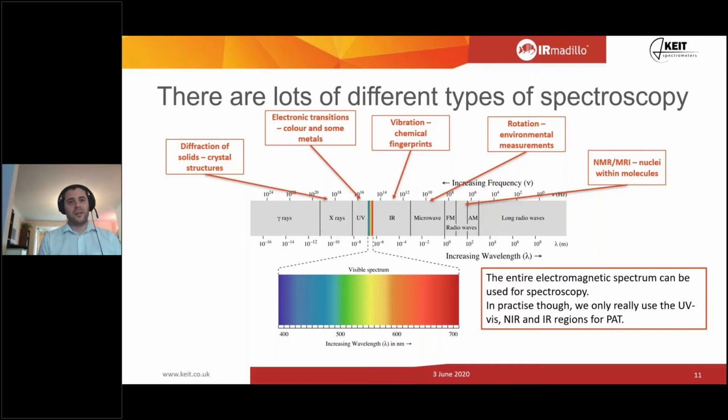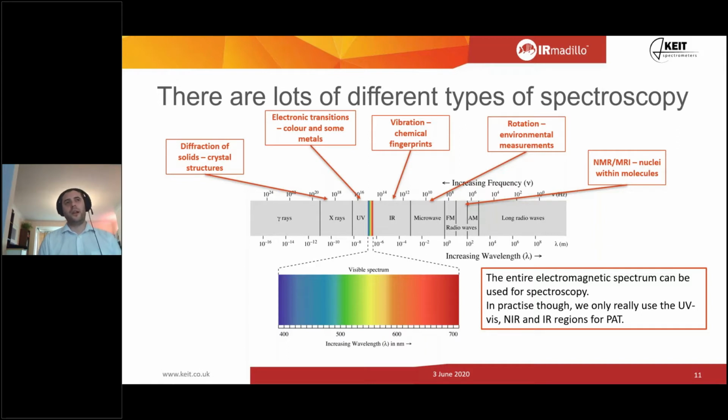This is the electromagnetic spectrum, and we can use pretty much all of it. So at one end, we have the high energy, short wavelength lights, and that's down here with the gamma rays and X-rays. And we tend to use that for looking at crystal structures. We then move into UV, and we tend to lump that together with visible light, and we call it UV-Vis. And that looks at electronic transitions within molecules, which is higher energy than infrared. And infrared looks at vibration within molecules. So that is the chemical bonds within a molecule vibrating.